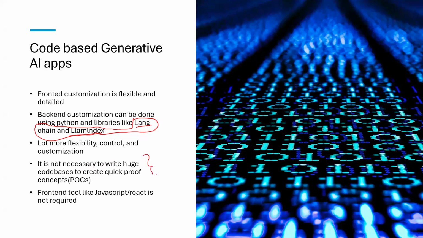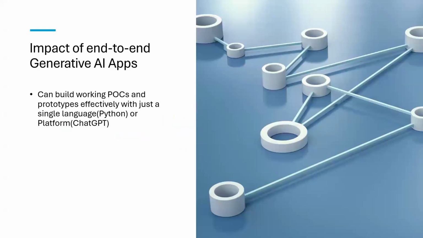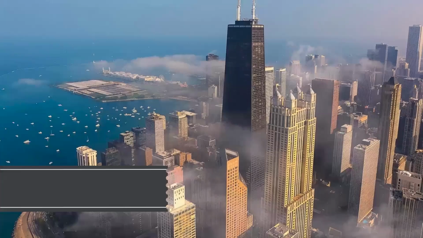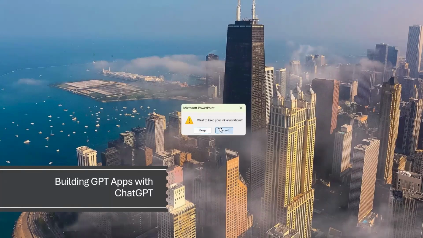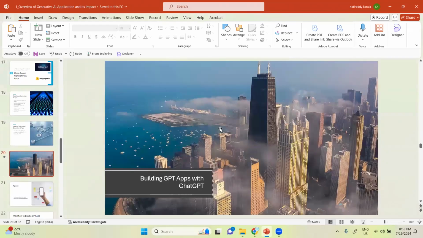No need to write a huge code base, no need to use JavaScript or React. By using these libraries, you just need to write 5 to 6 lines of code, or maximum 10 lines, and you can create your own applications. So you can use a single platform like Python or ChatGPT, and by using this you can build applications, like we can create GPTs. I will explain how to create GPTs while doing a project.